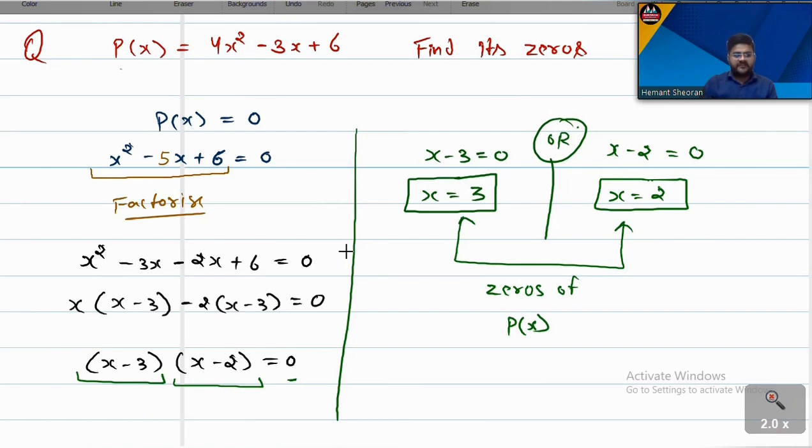So what's the normal way? Step 1 is to equate it with 0. Step 2 is to do the factorization. Step 3: after you're done with the factorization, you get two brackets whose product is 0. That is only possible if one of them is 0. So either x equal to 3 is a zero or x equal to 2 is a zero, okay? Is it clear? Good, go with it.